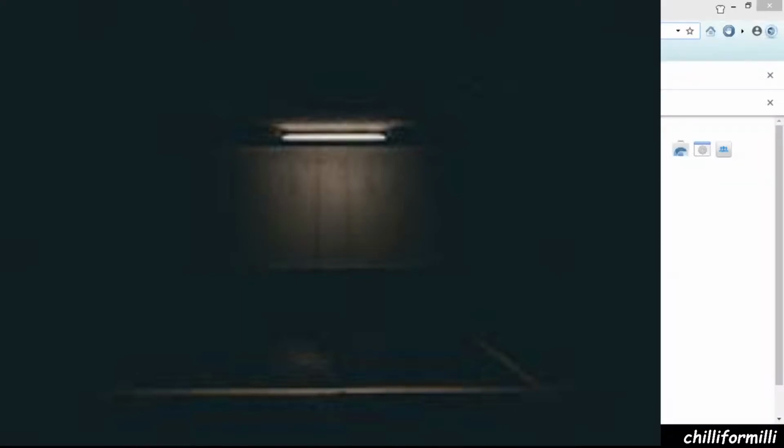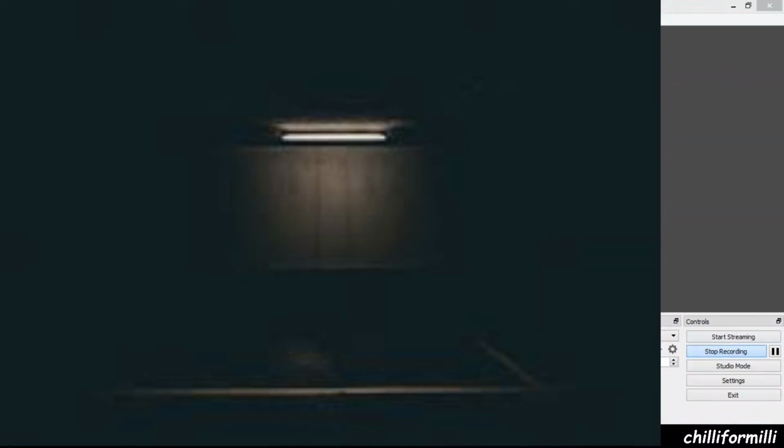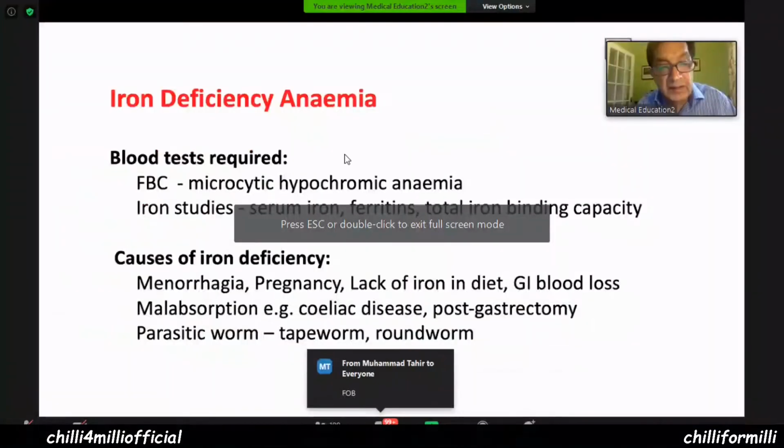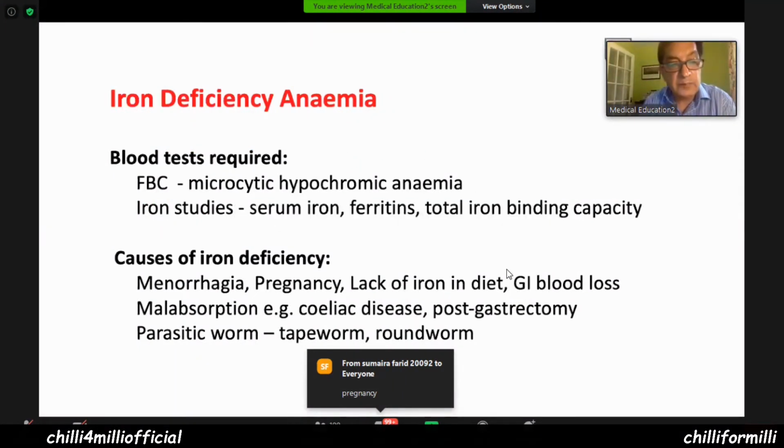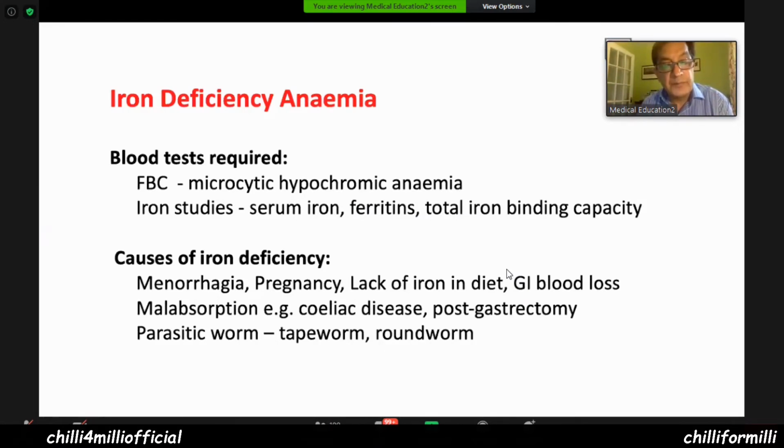Excellent. Four causes we have already discussed. So blood tests required are full blood count, microcytic hypochromic anemia, iron studies, serum iron, ferritin, total iron, TIBC. Causes of iron deficiency anemia for my younger colleagues, students: menorrhagia, pregnancy, you lose blood or you're not eating enough. Lack of iron in diet, GI blood loss, malabsorption like celiac disease, post-gastrectomy, parasitic worms, very common in the subcontinent.